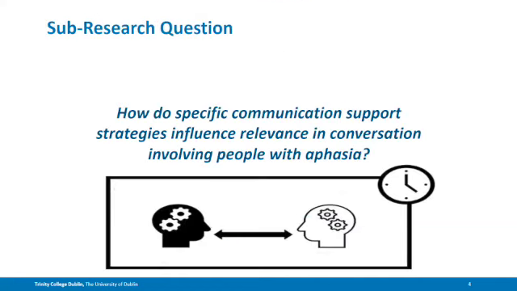So my sub-research question is, how do specific communication support strategies influence relevance in conversation involving people with aphasia? We know that existing research on communication partner training has primarily focused on measuring outcomes, such as improved communication skills, rather than exploring the underlying mechanisms and contextual factors that influence the effectiveness of the communication support strategy. So we were looking more at whether the communication is successful or not, rather than digging deep and seeing the mechanism. So this necessitates a shift from focusing solely on intervention outcomes to exploring the contextual factors and causal mechanisms that mediate those outcomes.